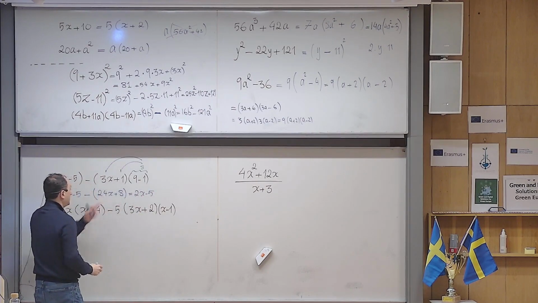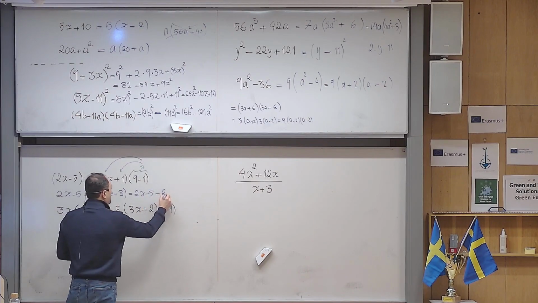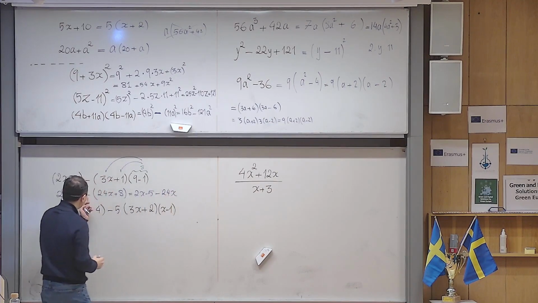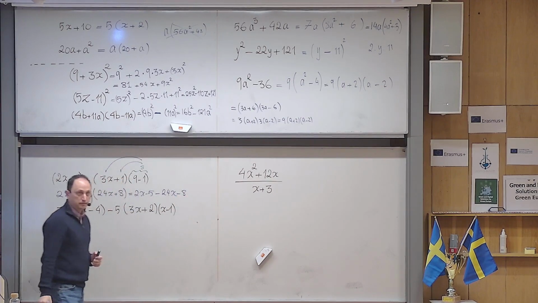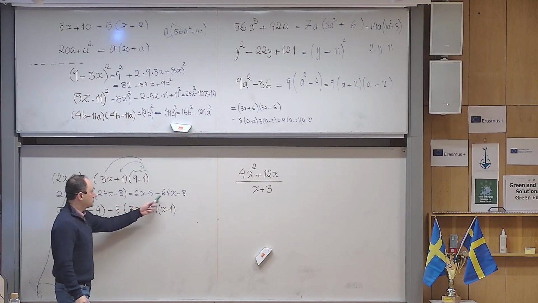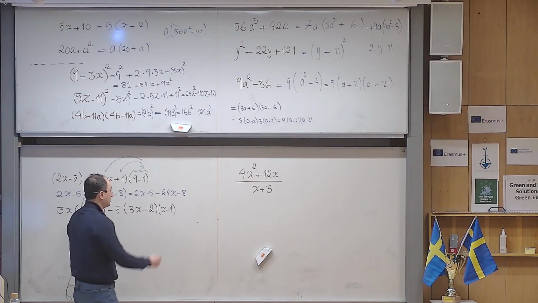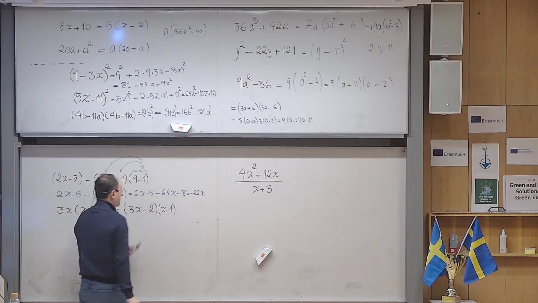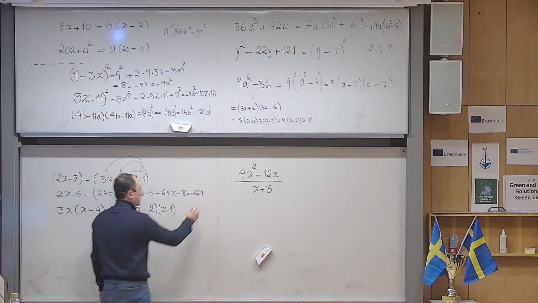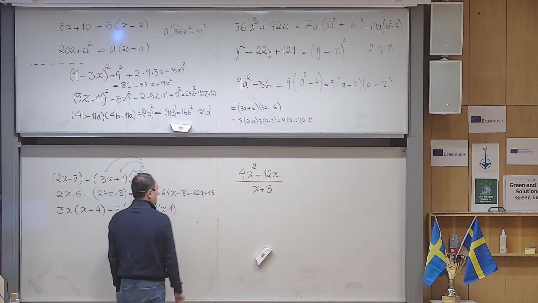and then I multiply this minus sign in, so it becomes minus 24x, but also multiply this minus sign here, this minus 8. And then I have 2x minus 24x, which is minus 22x, and minus 5 minus 8 is minus 13. So that's the correct answer.